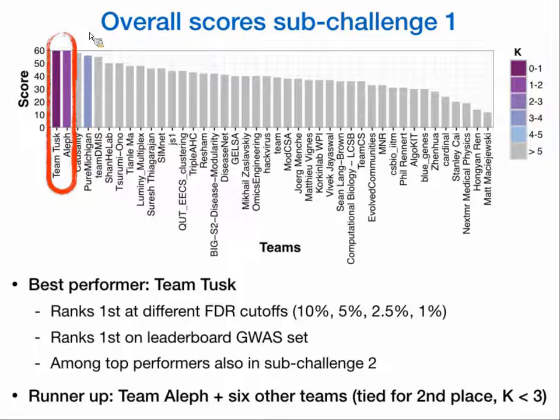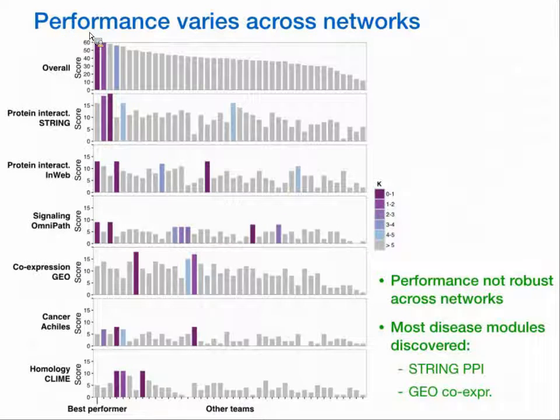Basically, the ranking of the other teams was not very stable, but they were just first always. And also on the leaderboard GWAS set, and also in sub-challenge 2, they had good performance. Then we had a bunch of teams that also did well, and quite competitively, I would say, with this team. This team Aleph and 6 others, depending on the cutoff you use. So we said these tied for second place.